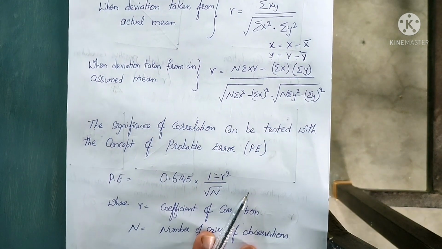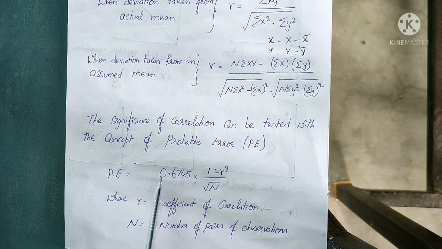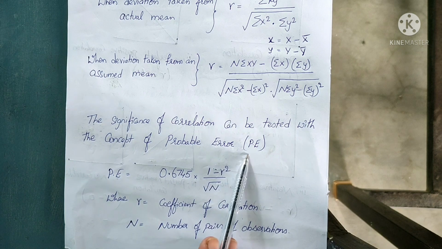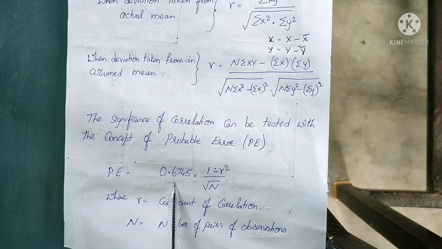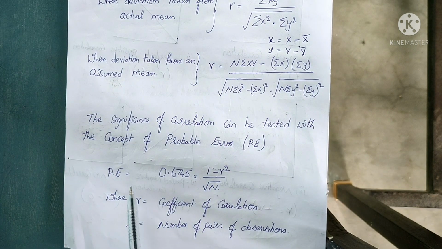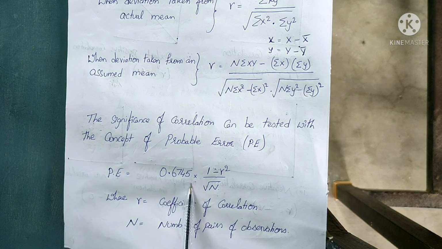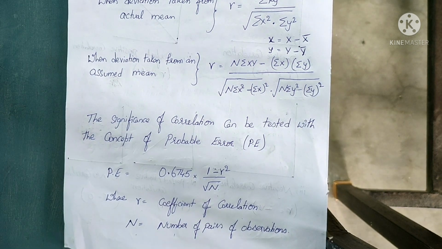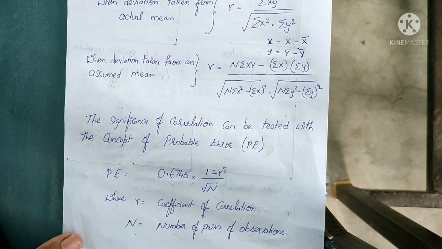And the significance of correlation can be tested by the concept of probable error. Probable error equals 0.6745 into 1 minus r square by root n, where r means coefficient of correlation and n equals number of pairs of observations. How many pairs of observations are there? Then we can count that, equal to n value.